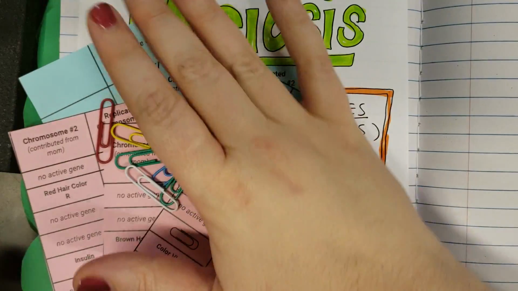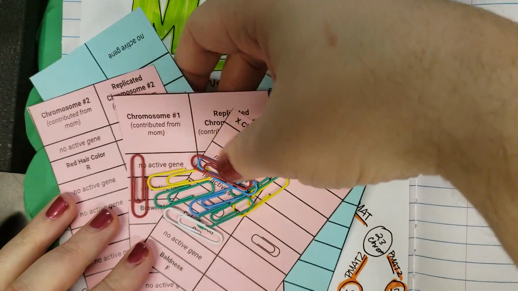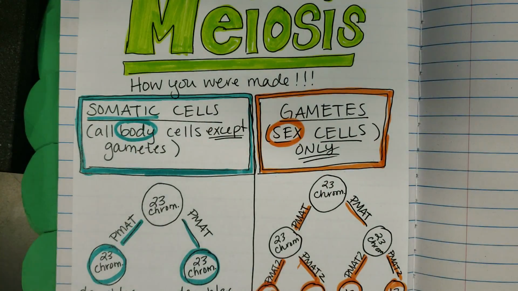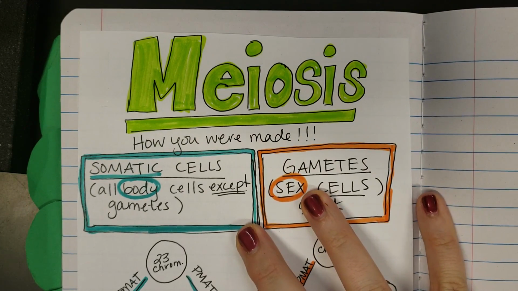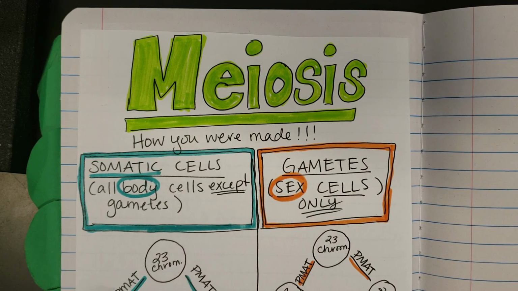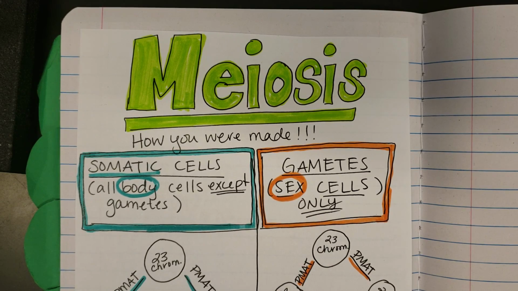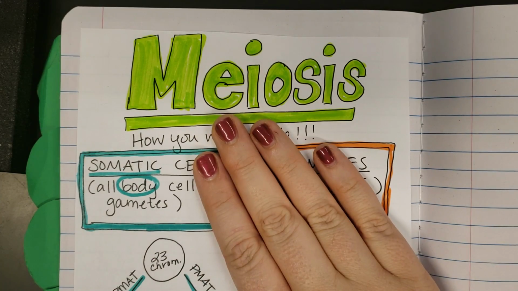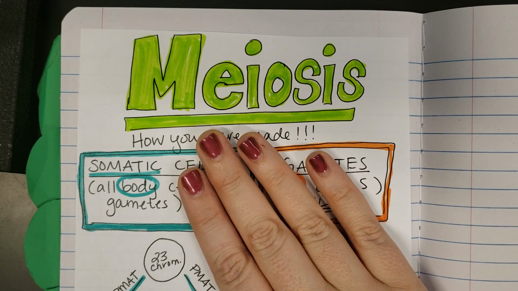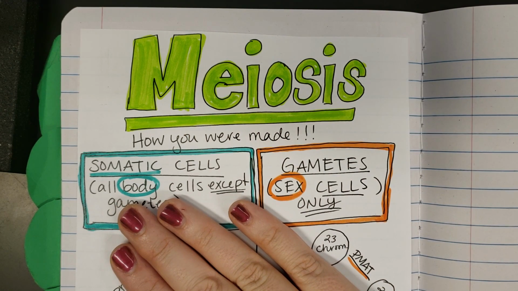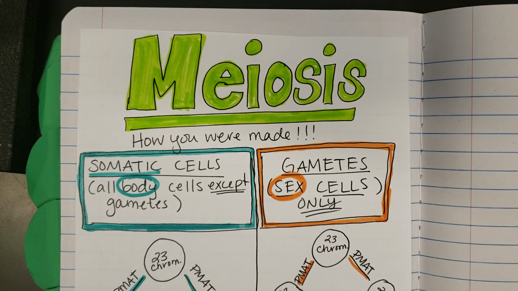So the first thing I'm going to talk about really quickly is just to go over what meiosis is. So we talked about mitosis, which makes your body cells, and it makes an exact replica of your body cells. So if your skin cell does mitosis, you get another skin cell. Meiosis is different in that it creates your sex cells, which are called gametes. So it takes a stem cell and it either makes an egg if you're a woman or a sperm if you are a man.